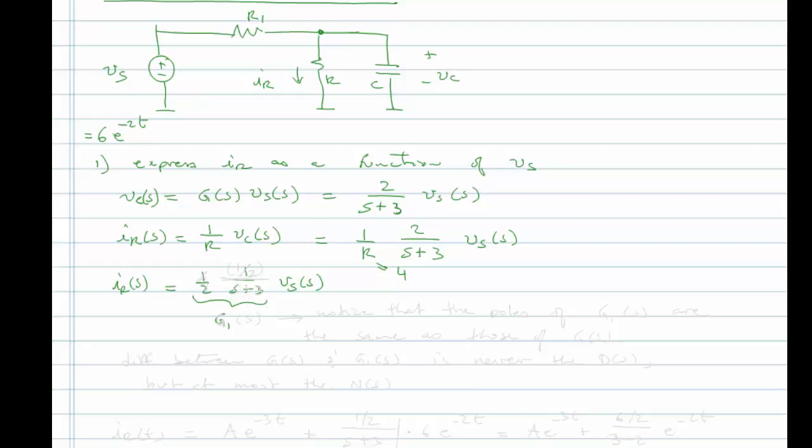And we'll call this G1. It's different than the previous transfer function. But notice that the poles of G1 of S are the same as those of G of S. And this you will always find. Although there are multiple transfer functions for a particular system, because the transfer function depends on what you're trying to determine. Are we looking for the response current in the resistor R, or the voltage across the capacitor, or the current through the capacitor, or the voltage across R1? Any one of those would be responses to the same input Vs.